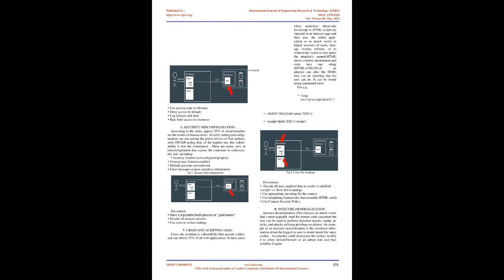Malicious client-side JavaScript or HTML scripts are injected in an internet page and then use the online application as an attack vector to hijack sessions of users, damage the victim's website, or redirect the victim to sites under the attacker's control. HTML mixes content, presentation, and code into one string: HTML, CSS, and JS. If an attacker can alter the DOM, they can do anything that the user can do. It can be found using automated tools.